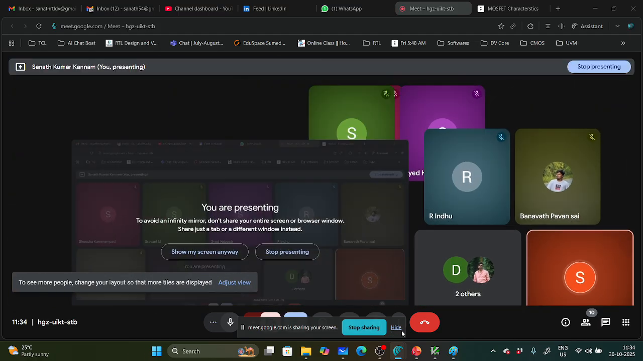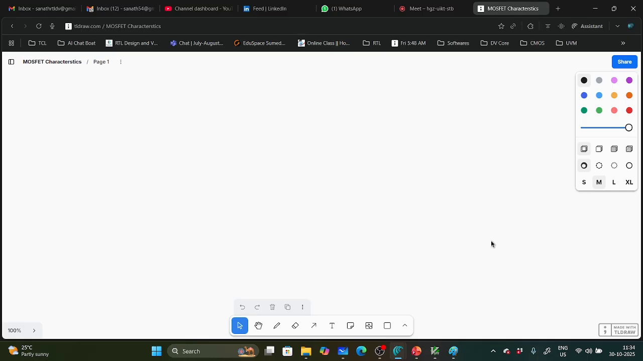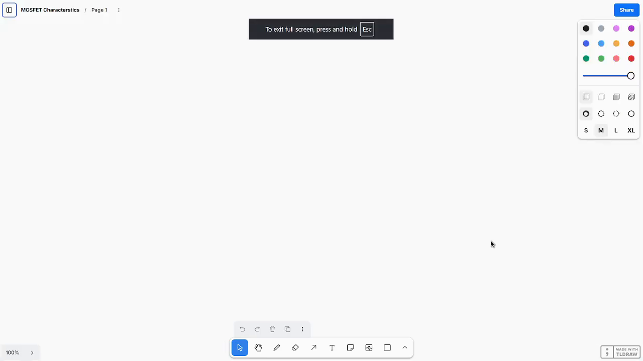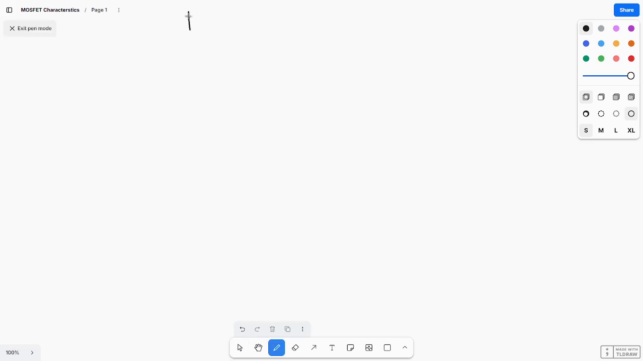Okay, so today we'll discuss the MOSFET characteristics, how the MOSFET characteristics look.